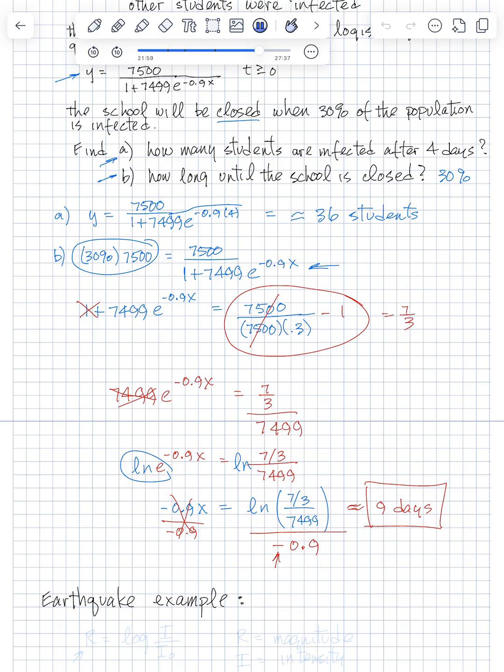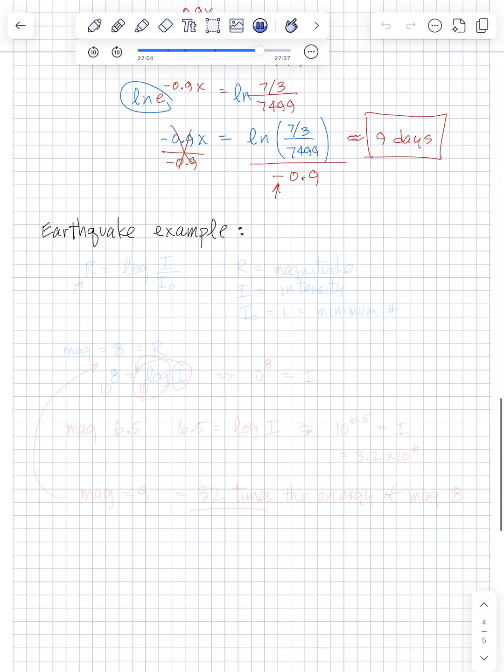So the last problem we have is an earthquake example. These are modeled by log equations. And so R is equal to the log, common log, of I over I sub 0, where R is equal to the magnitude, and I is equal to the intensity. Intensity is essentially the energy that the earthquake has. I0 is just, say it's 1, which is a minimum intensity number. It's just used for a comparison.